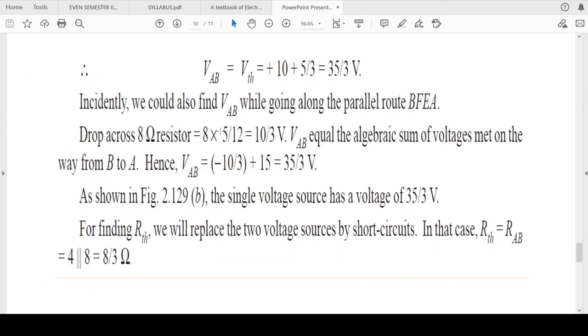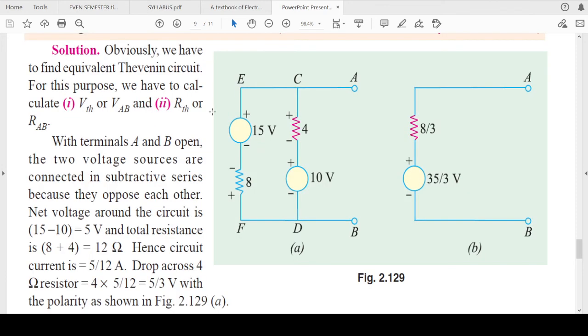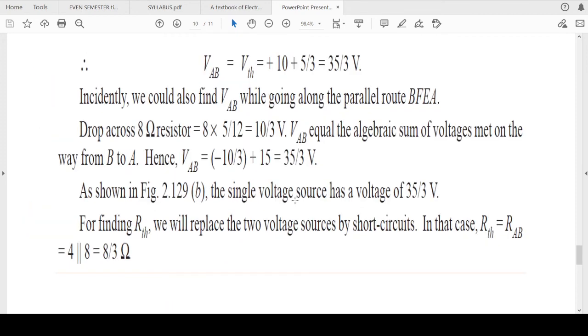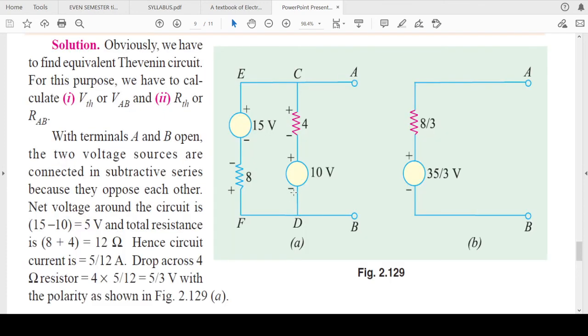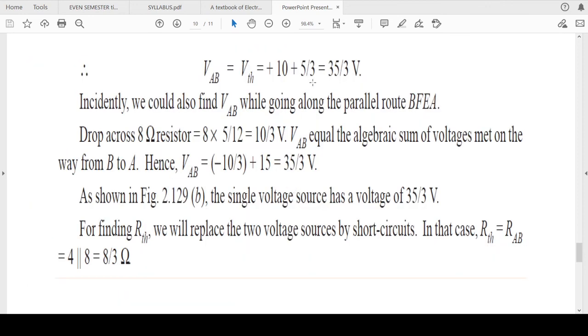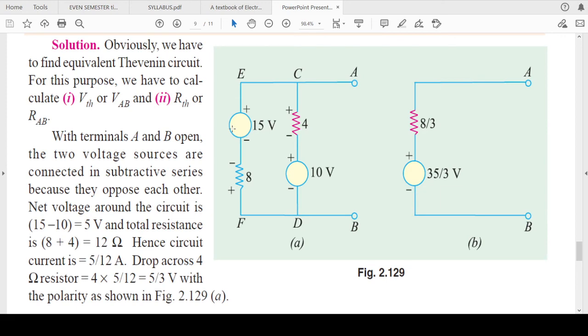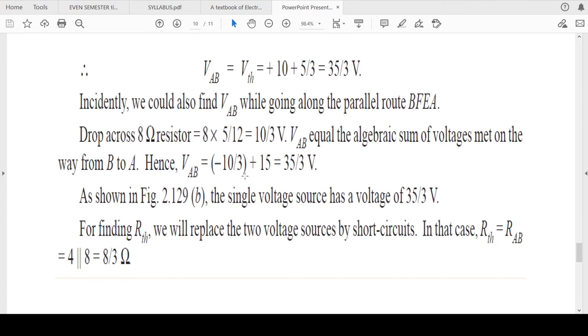Now how will you find the total voltage across AB? You see that you have a voltage of 10 volt which is parallel to AB. In addition to this battery, that will become 10 plus 5 by 3, that will be 35 by 3. Now you have 8 ohms in series with 15 volt. So what is the drop, the current into resistance? The current is 5 by 12, that into 8 ohms will be 10 by 3 volt.